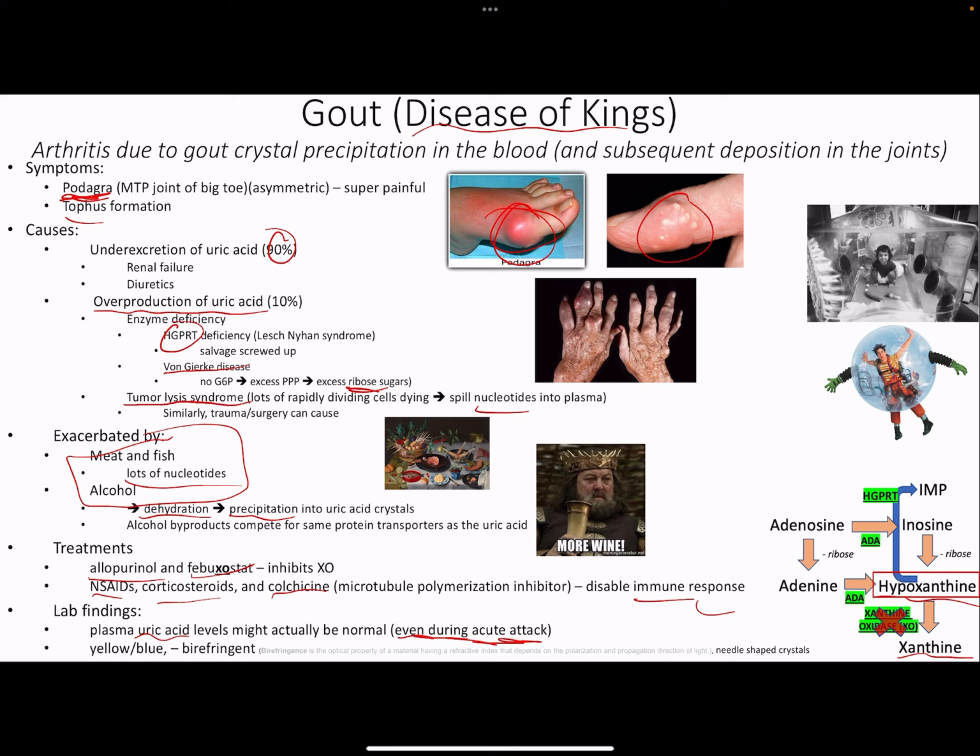Actually, you know what? Now that I'm thinking about it, theoretically, your urinary uric acid levels could be higher or lower. If you're under-excreting, theoretically, your urine uric acid levels could be higher. So mostly what we're looking at here for the lab findings is the plasma uric acid levels.